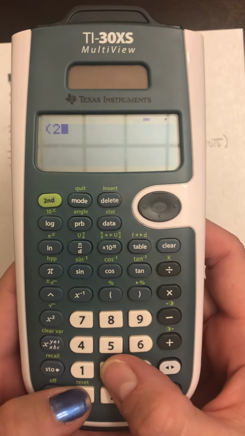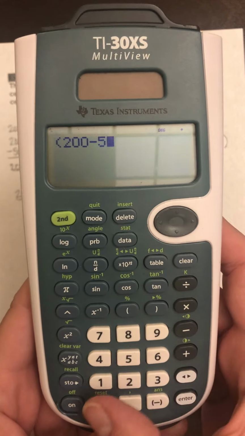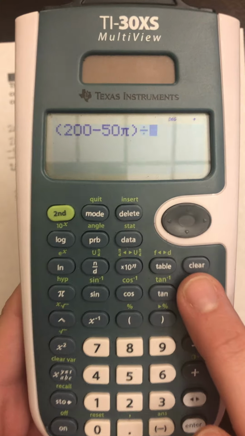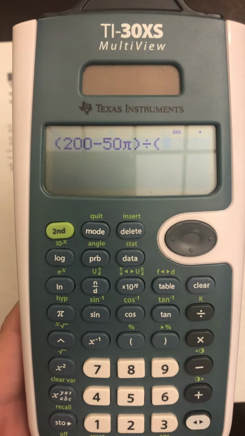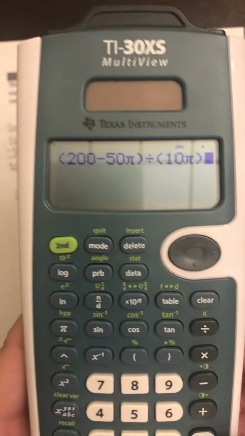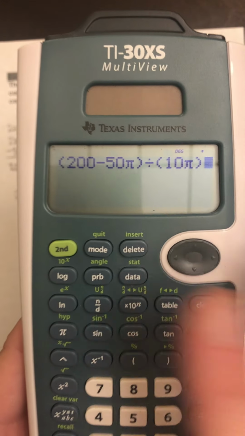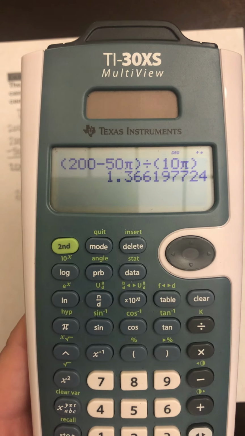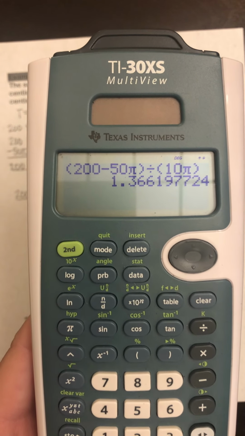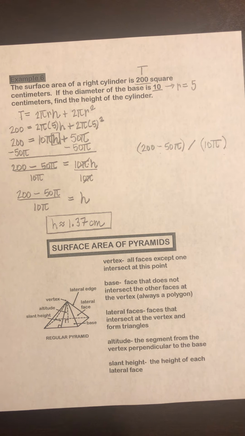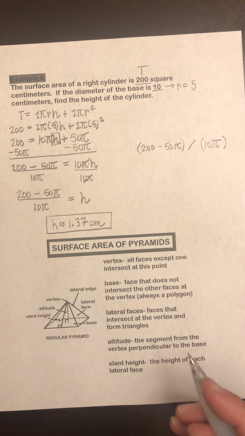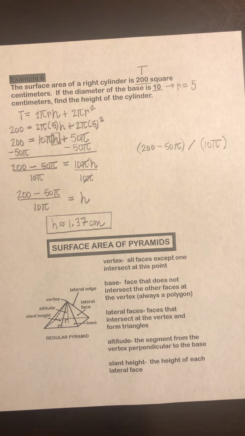So parentheses, 200 minus 50 pi, close my parentheses, so I've got my whole numerator, divided by, now in another set of parentheses, I'm gonna plug in the denominator of 10 pi. So I'm telling the calculator, do those separately and then divide those answers. And yes, we get the same answer that we should have gotten. So it is doable without Math Print, but if you have a calculator with Math Print, it's even better.